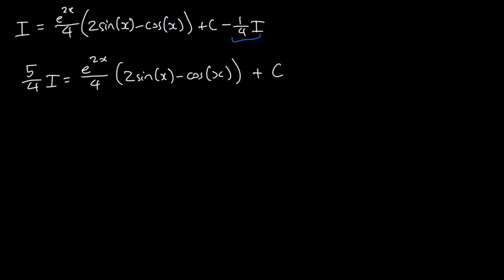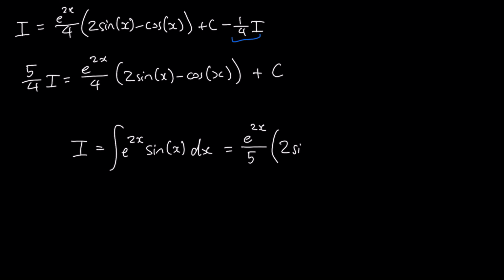So our final answer is I equals, let's just rewrite the integral we evaluated here. So that integral is equal to e to the 2x over 5 of 2 sine x minus cos x plus c. And there you have it.